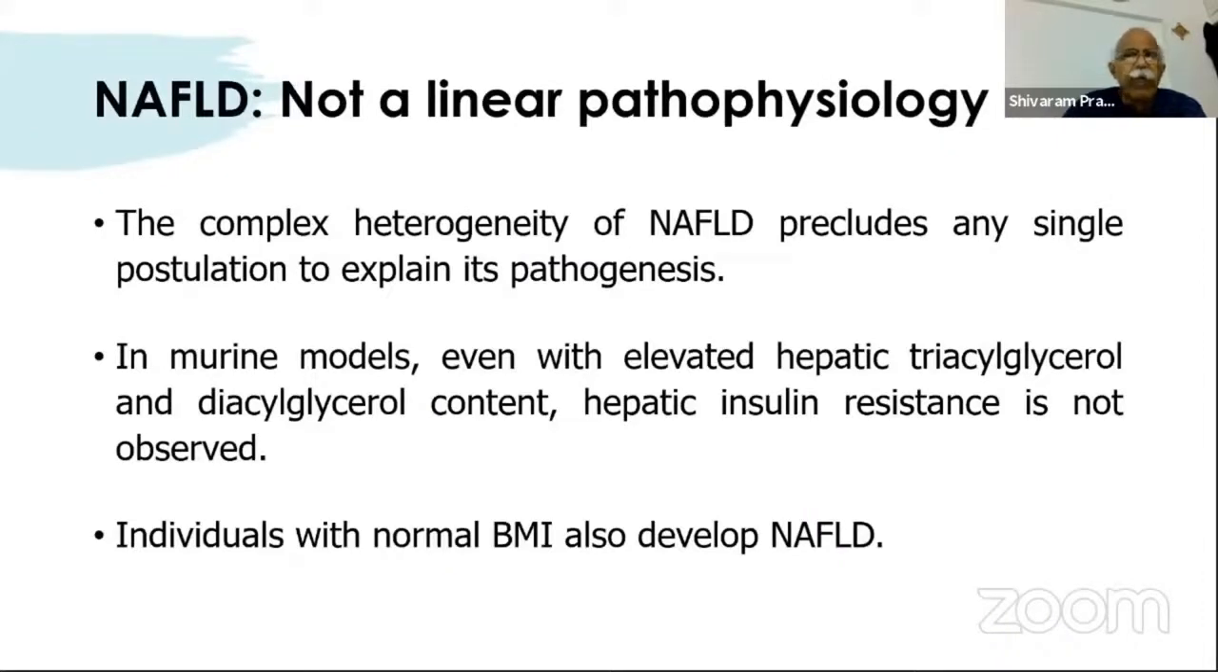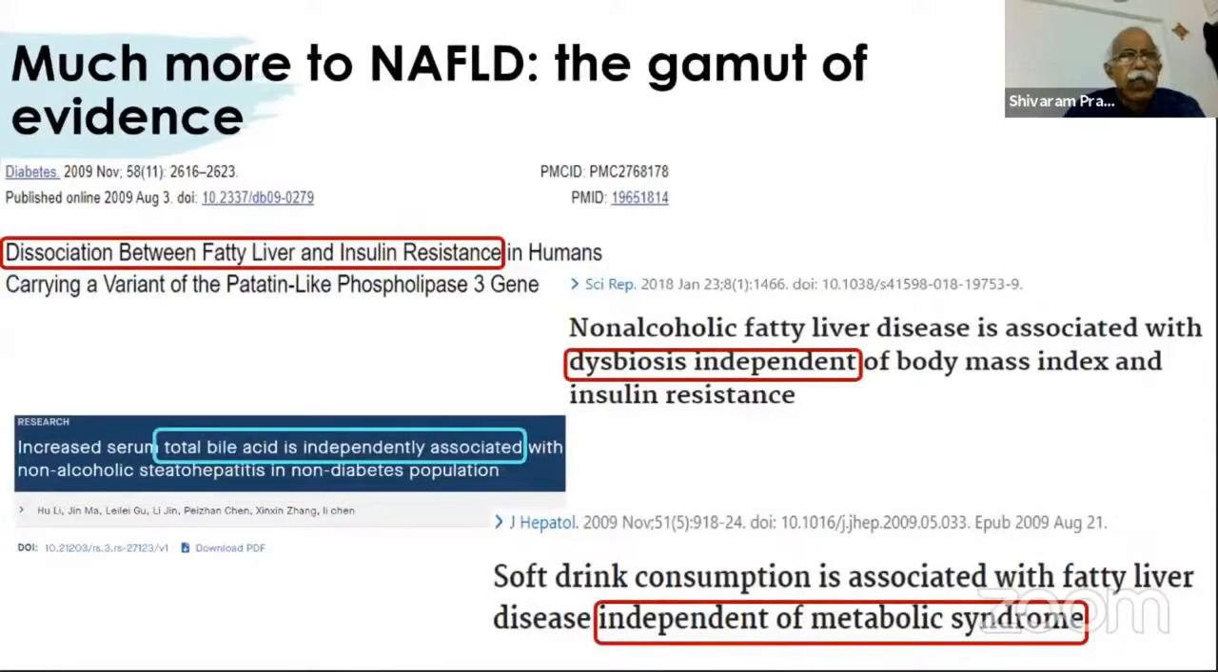NAFL is a complex problem, and a single hypothesis cannot explain the pathogenesis. Individuals with normal BMI also develop NAFL, and in murine models, even with elevated hepatic triacylglycerol and diacylglycerol content, insulin resistance is observed. There is much more to NAFL than mere insulin resistance alone. We have seen dissociation between fatty liver and insulin resistance in humans carrying a variant of the patatin-like phospholipase 3 gene. NAFL is associated with dysbiosis, independent of body mass index and insulin resistance. And in the non-diabetic population, increased serum total bile acid is independent of metabolic syndrome again. And the same thing is seen in soft drink consumption associated NASH also.